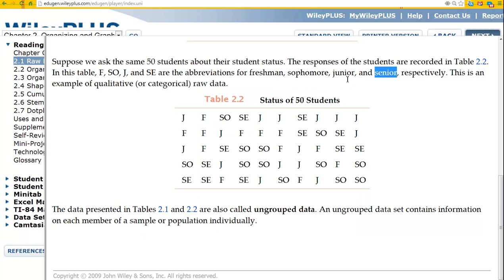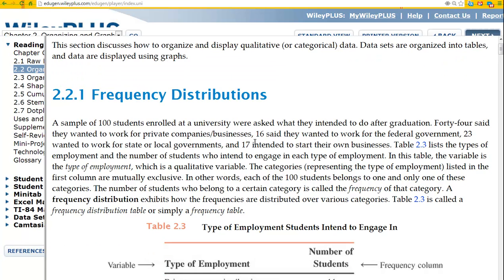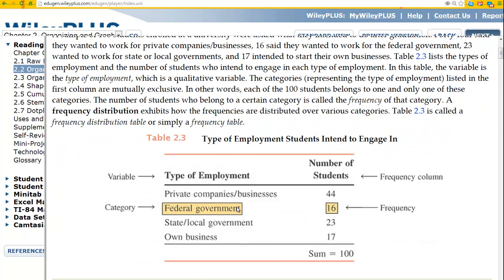So we might try and group it, maybe, and then we might say, okay, there are 30 juniors and 10 sophomores and so on. So that's called raw data. We want to get away from raw data, basically, and organize it somehow. The first thing we do is this kind of thing here.